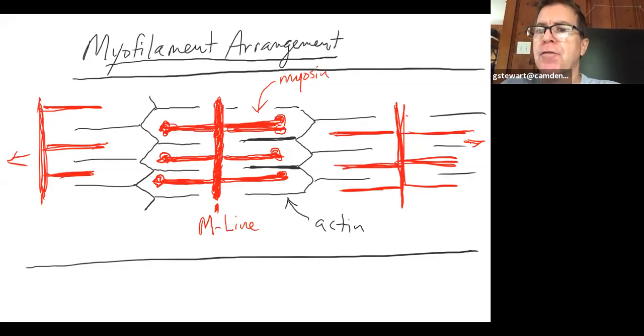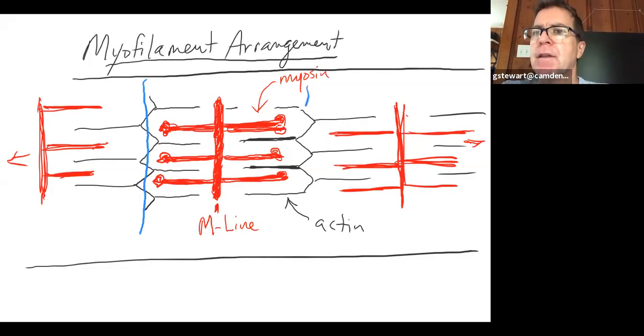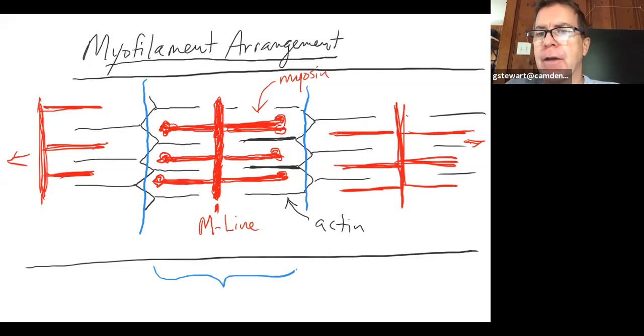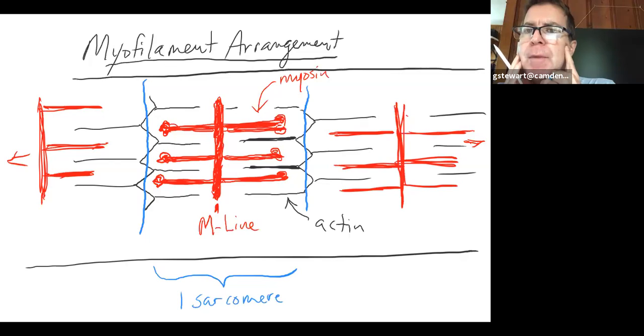So I'm going to use a different color. From this Z band, which gets its name because of its zigzaggy look, to this Z band is one sarcomere. It's called the Z disc, actually. And a sarcomere is one contractile unit of myofilaments.